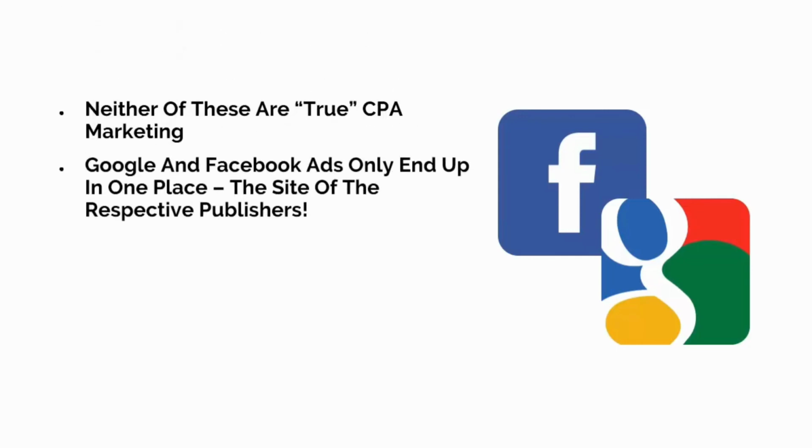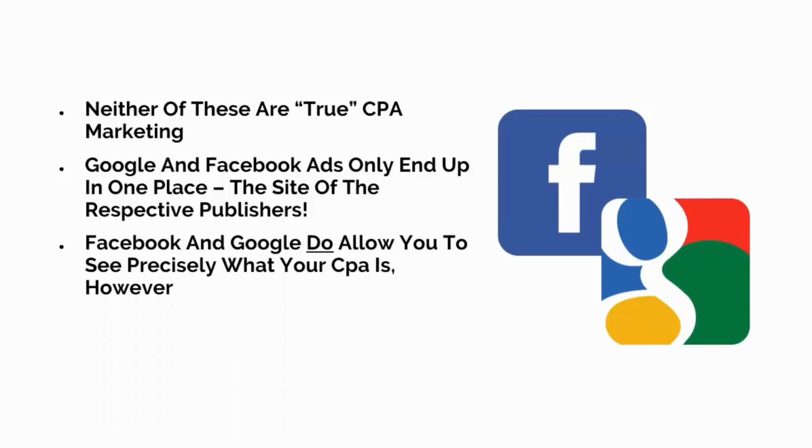Facebook and Google ads only end up in one place, the site of the respective publishers. Furthermore, because you aren't incentivizing a marketer, you find that you don't have the power of hundreds or thousands of marketers behind your product. If you used affiliate marketing or true CPA, then you might find that those marketers use Google and Facebook on your behalf even. But Facebook and Google do allow you to see precisely what your CPA is, as in how much you're being charged for each sale or lead.